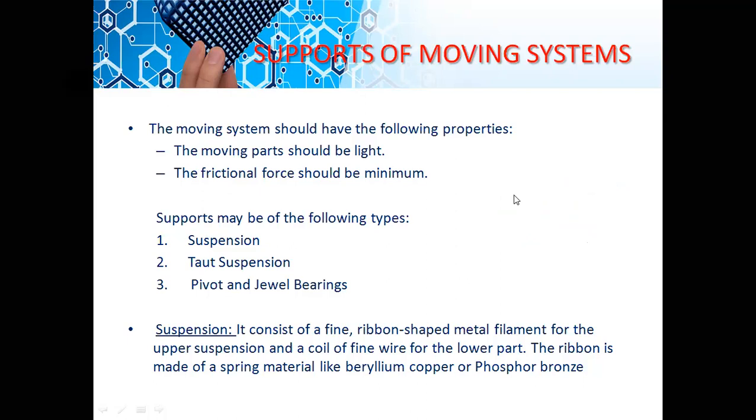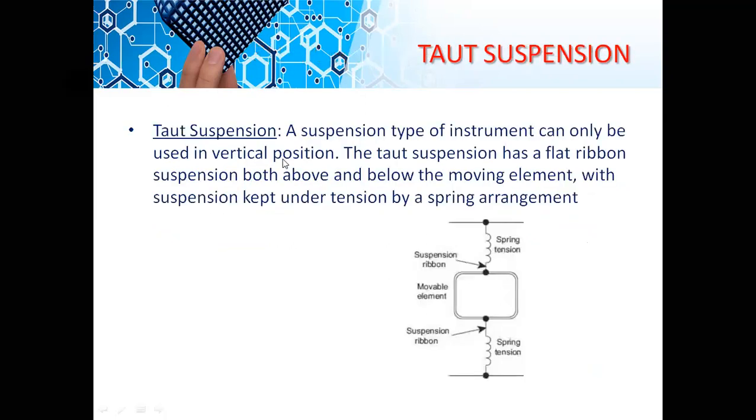We'll go for taut suspension. In this type of suspension, we have flat ribbon suspension both above and below the moving system. So here you have a ribbon suspension. Here also you have a ribbon suspension. They are kept under tension by a spring arrangement.